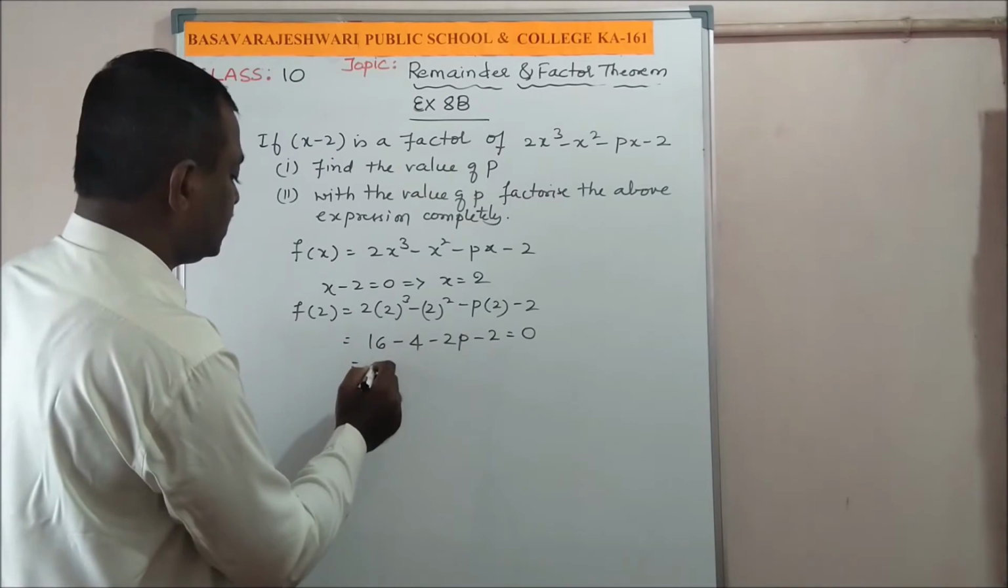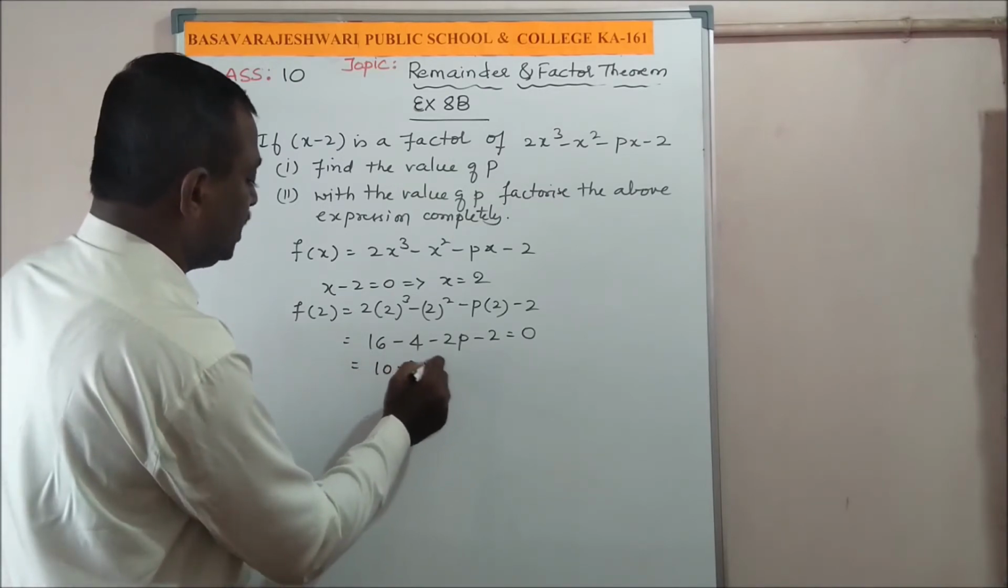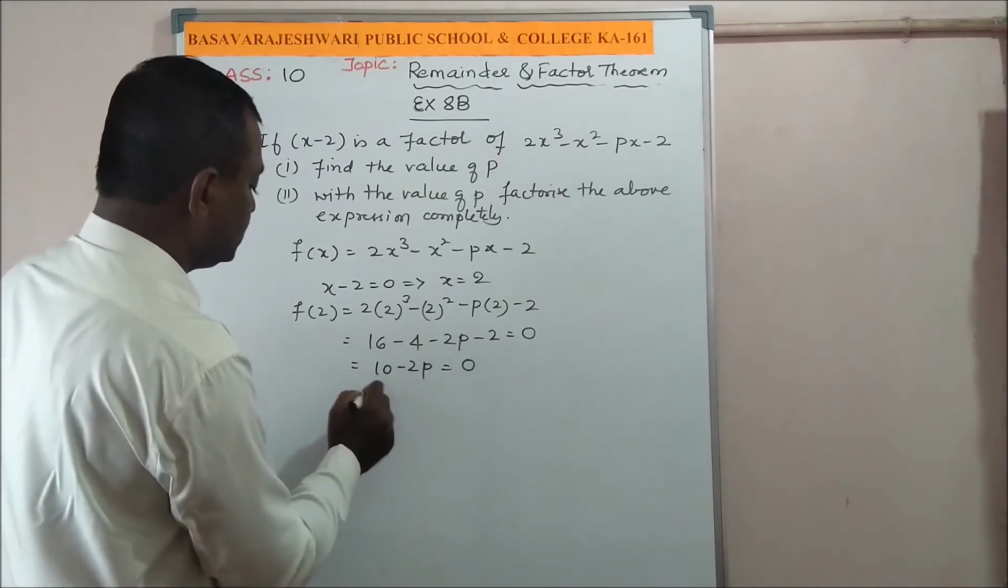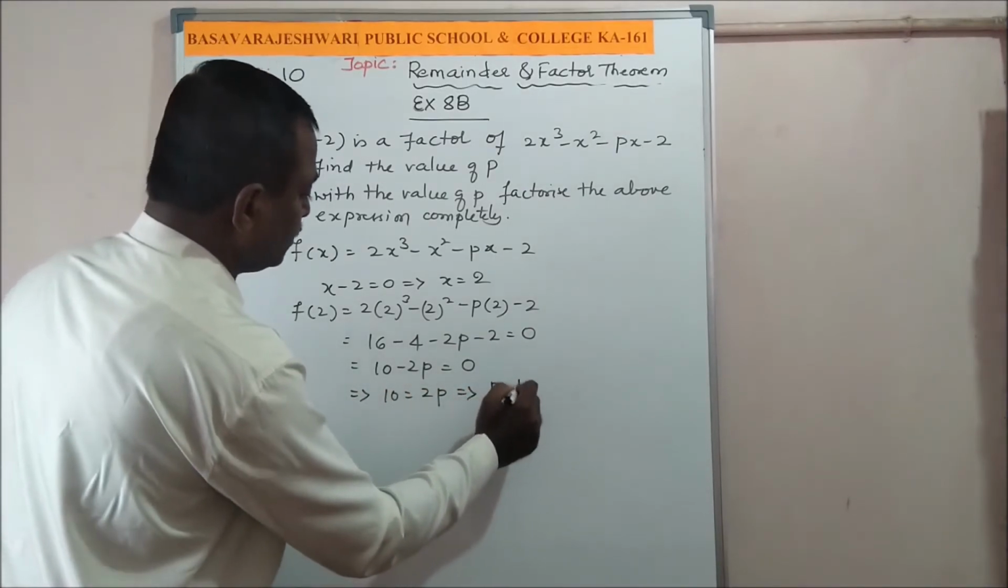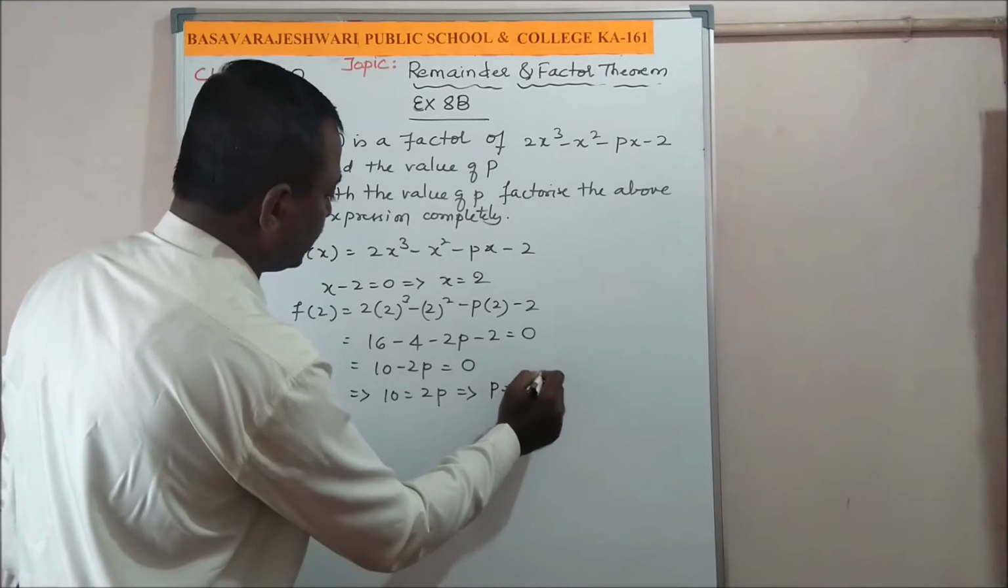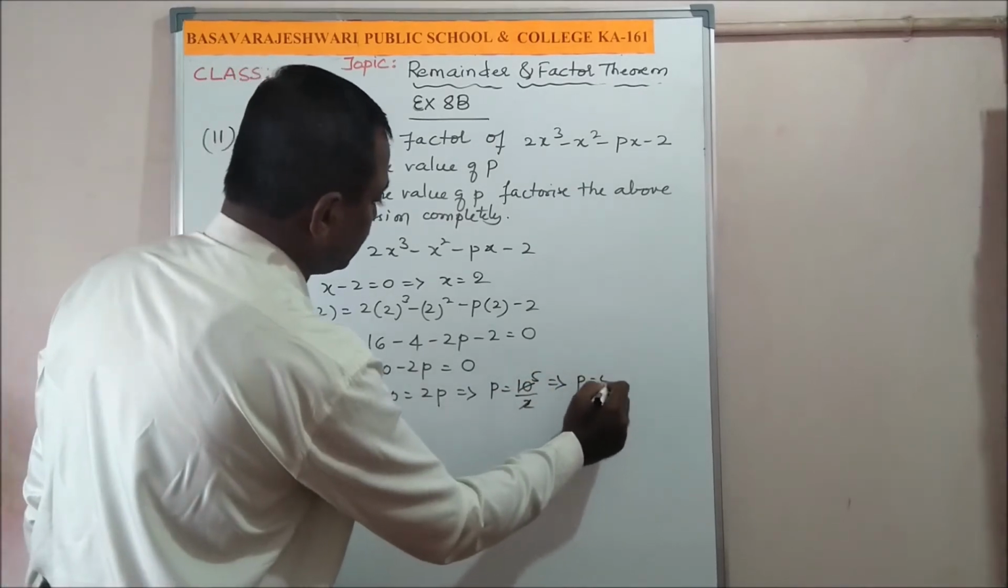16 minus 6, that is 10, minus 2p is equal to 0. This implies 10 is equal to 2p. This implies p is equal to 10 by 2. 2 ones are 2, 2 fives are 10. This implies p is equal to 5.